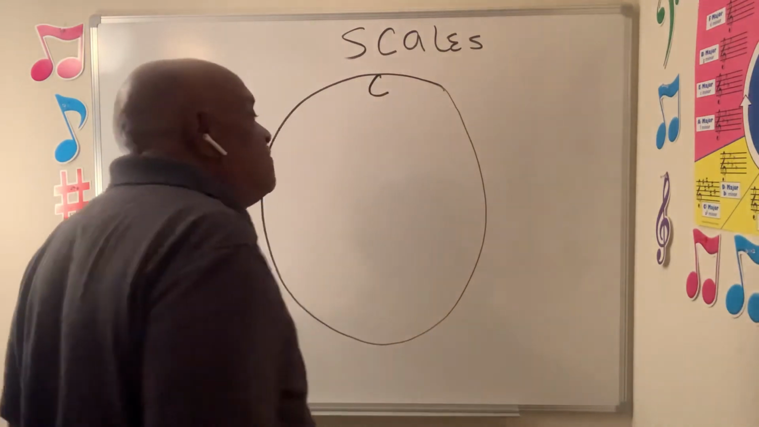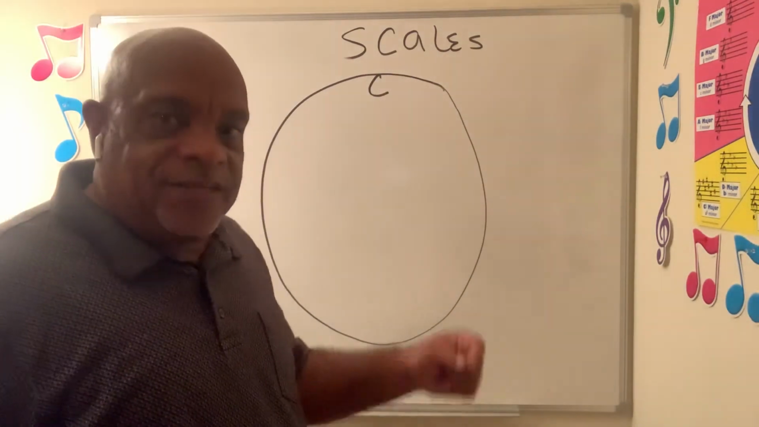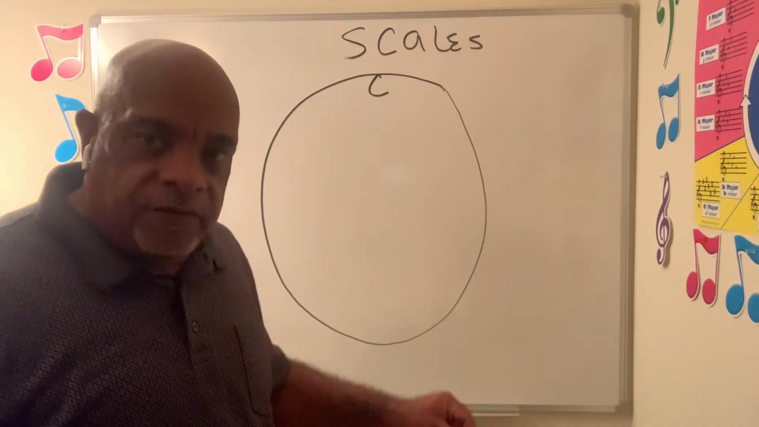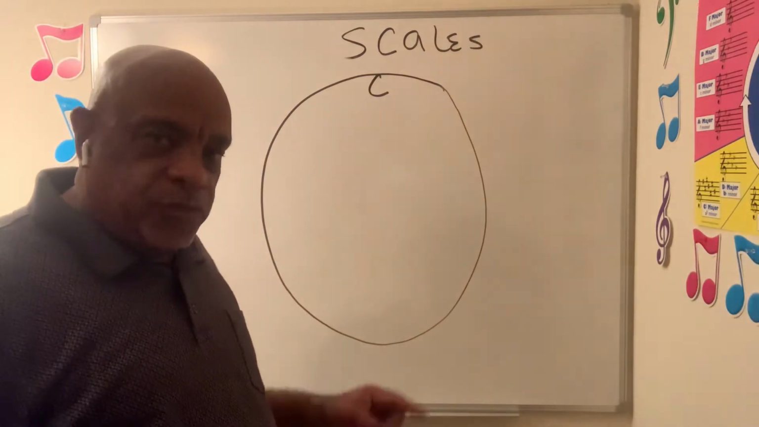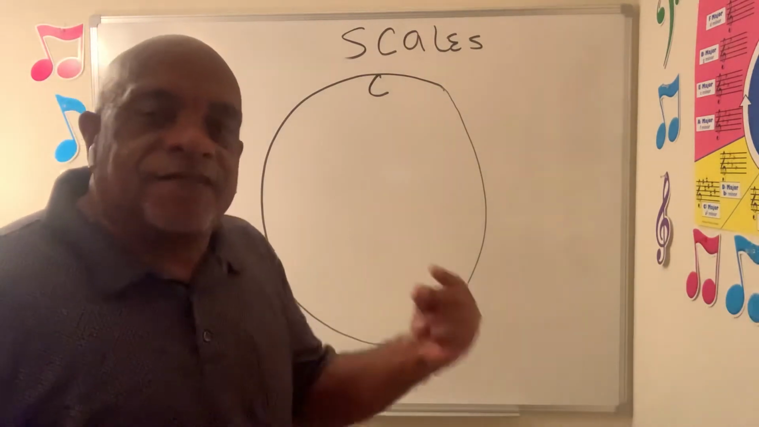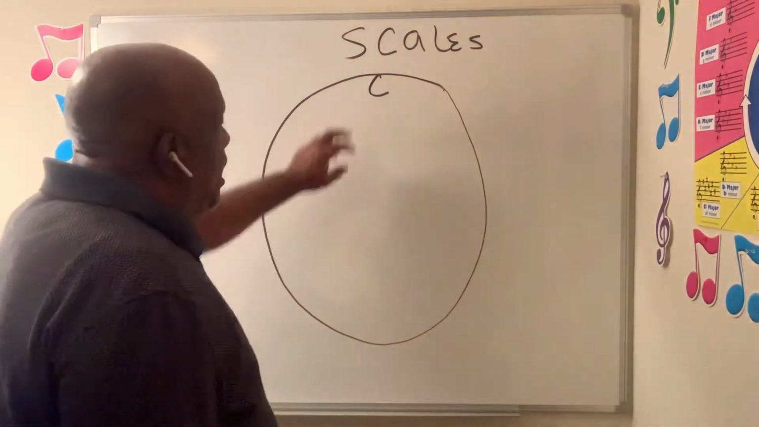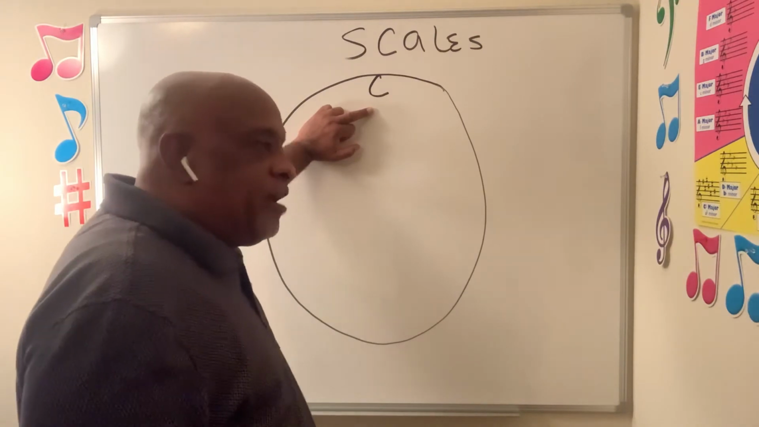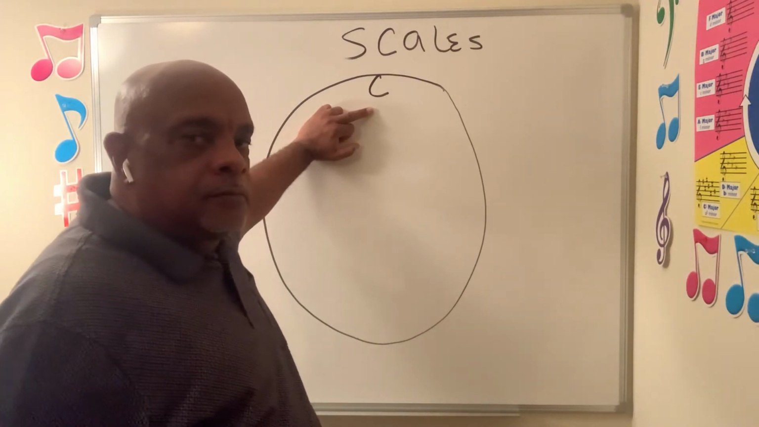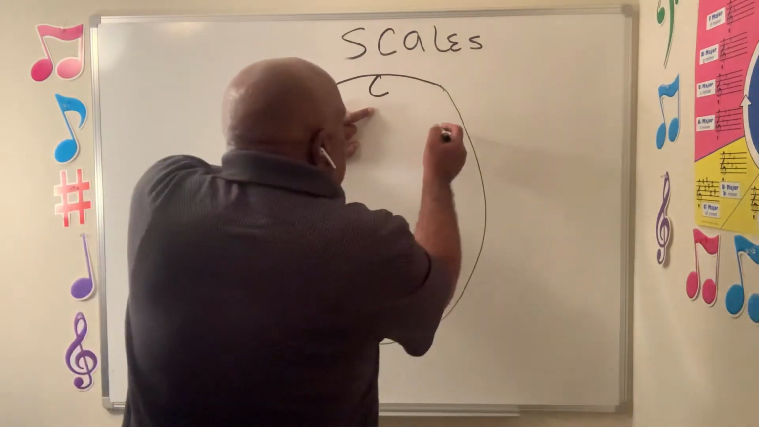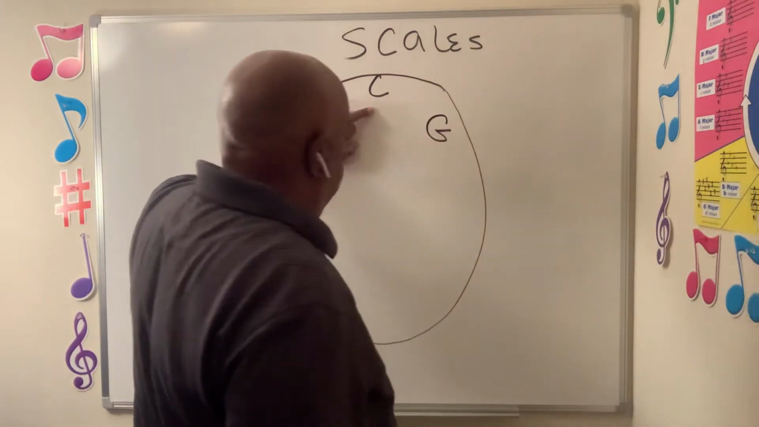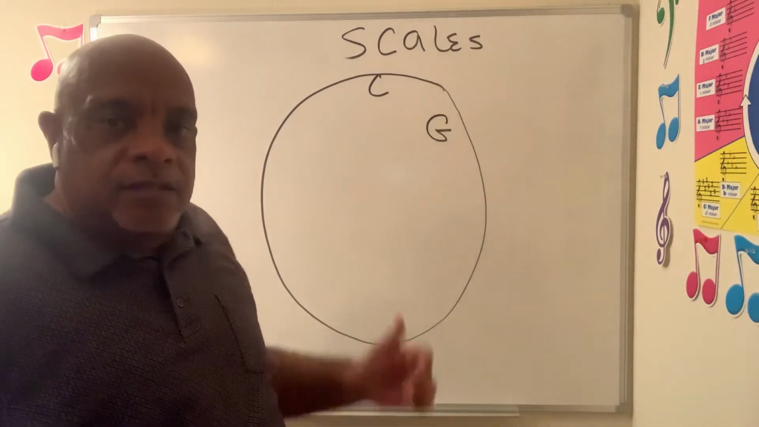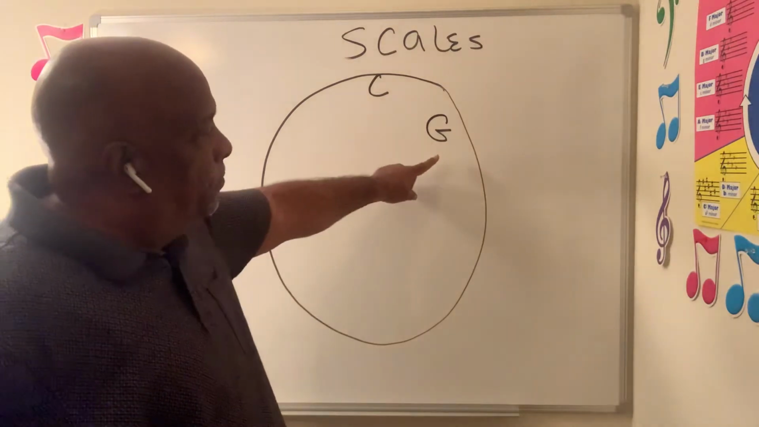Now, the circle of fifths is just that. It's the fifth of every key, going around clockwise. So we have the key of C. If you count in the key of C, what's the 5 of the key of C? Okay, the 5 of the key of C is G. C, D, E, F, G, 5. The 5 of the key of C is G.